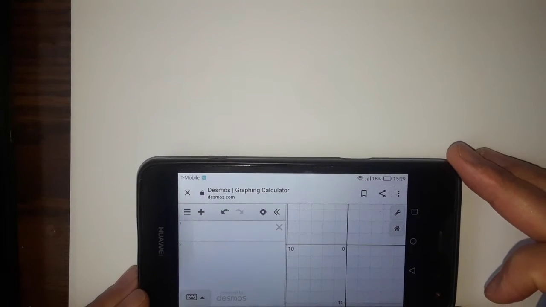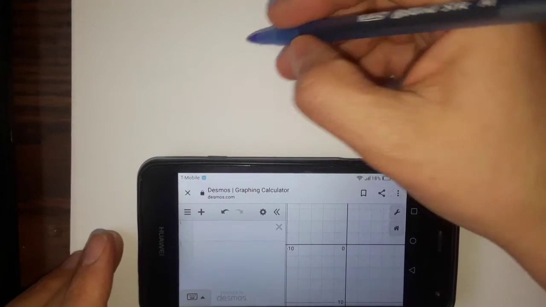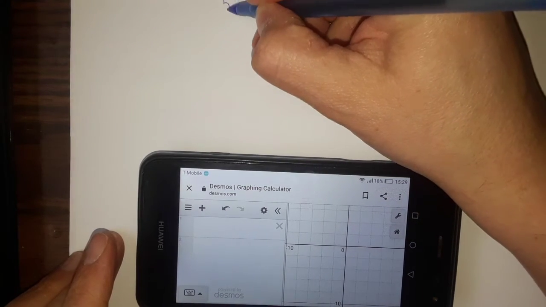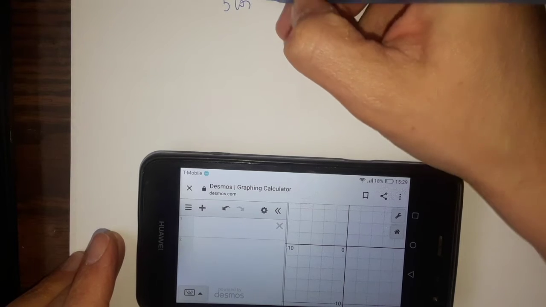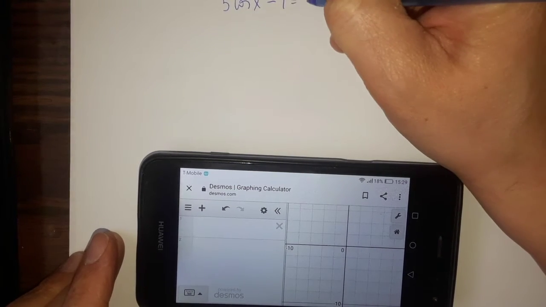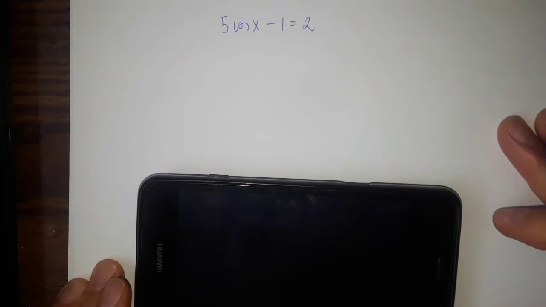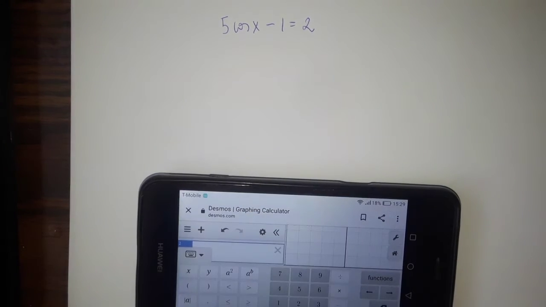So in the previous two videos, we have solved this equation, 5 cosine of x minus 1 equals 2. And we have solved it first in degrees, then in radians.